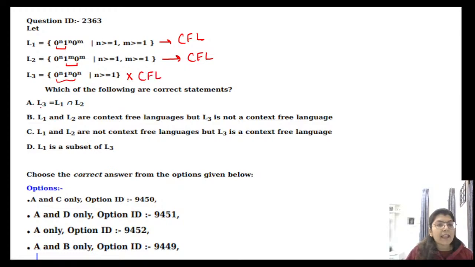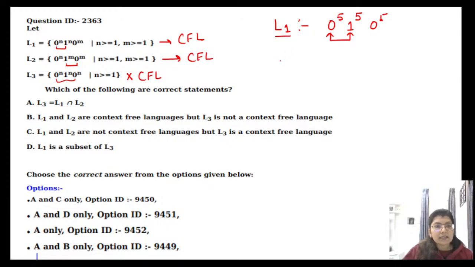Option A is L3 is equal to L1 intersection L2. Now when I'm talking about L1, suppose the value of n is 5. So 0 raised to 5, 1 raised to 5, and let's say m is also 5. Though we are only caring about this over here because n and m do not match to each other. n and m have no connection with each other, so we are only focusing over here.